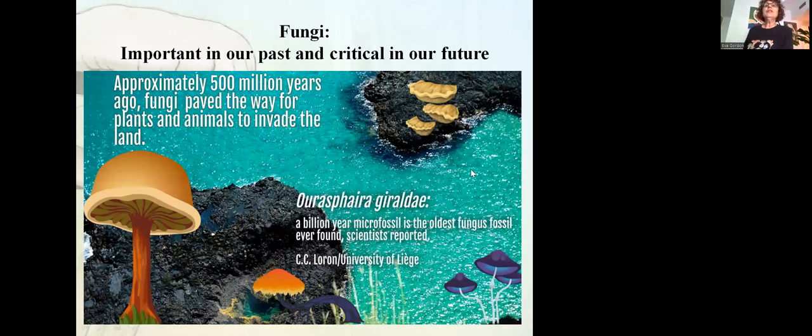Okay, fungi are extremely important in our past and very critical in our future. Approximately 500 million years ago, fungi paved the way for plants and animals to invade land. And some of the oldest fossils known are over a billion years old, and this one happens to be a fungus. Very interesting past, but we're not going to spend too much time on it. Just know that without fungi, we wouldn't have invaded land.